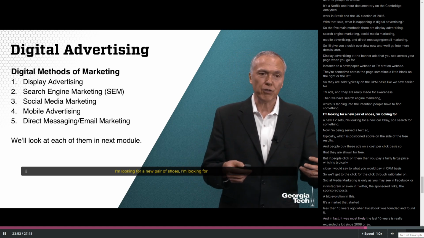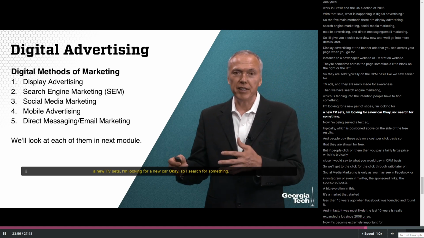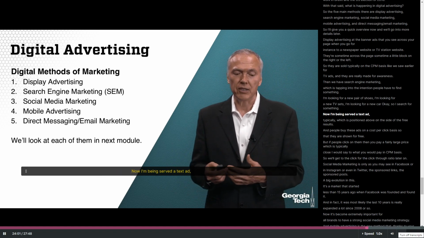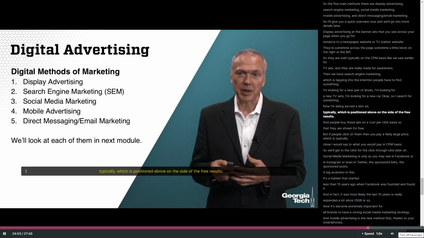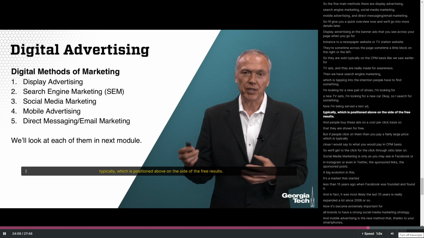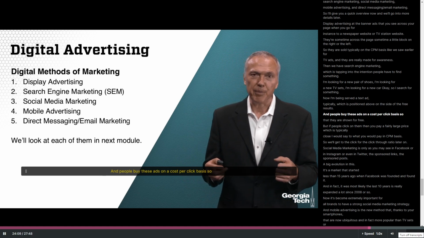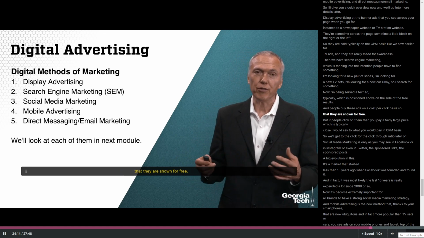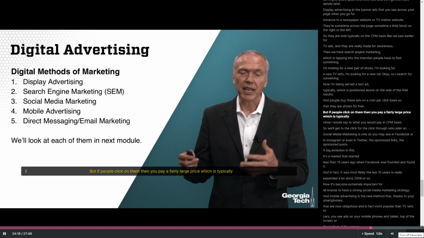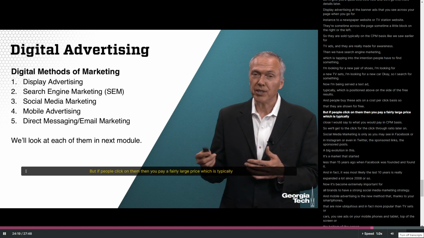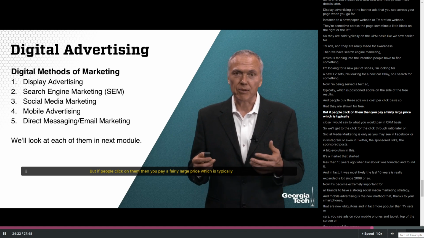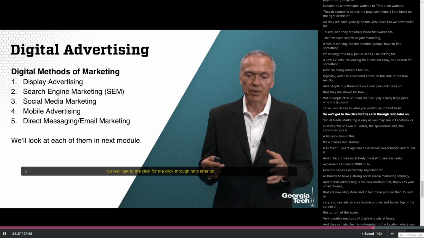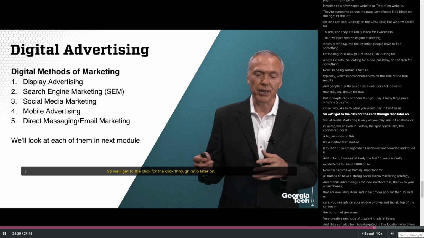Then we have search engine marketing, which is tapping into the intention people have to find something. I'm looking for a new pair of shoes. I'm looking for a new TV set. I'm looking for a new car. Okay, so I search for something. Now I'm being served a text ad, typically, which is positioned above or on the side of the free results. And people buy these ads on a cost per click basis, so that they're shown for free, but if people click on them, then you pay a fairly large price, which is typically close, I would say, to what you would pay on a CPM basis. So we'll get to the click-through ratio later on.